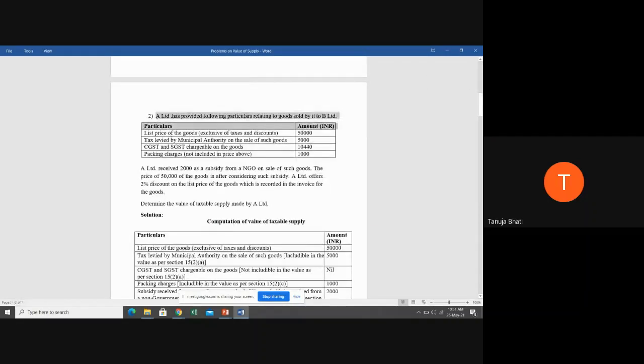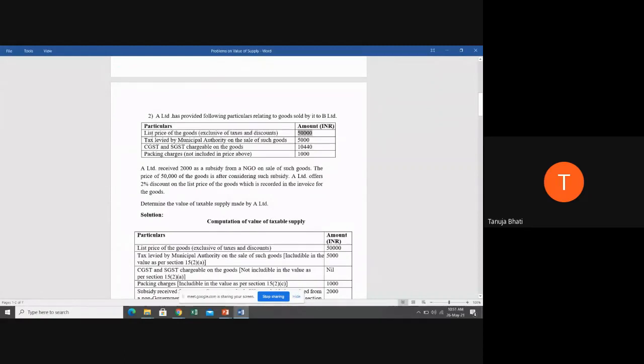Mr. A has provided the following particulars relating to goods sold by it to Mr. B. So Mr. A is the supplier and Mr. B is the recipient. List price of goods exclusive of taxes and discounts is 50,000. Taxes levied by municipal authority on the sale of such goods is 5,000. So students, we'll just go line by line. List price of goods is nothing but the price paid or payable, which is 50,000.